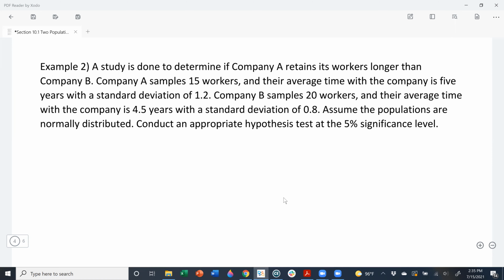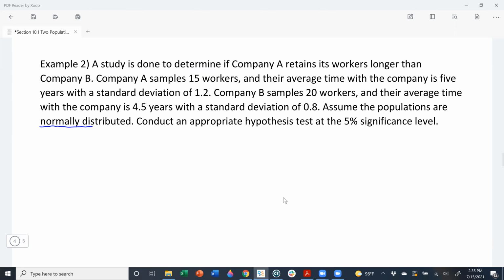I like that. So the central limit theorem condition is already satisfied, because as I was reading that, I noticed those sample sizes were less than 30. But we're good to go because the populations are normally distributed. Conduct an appropriate hypothesis test at the 5% significance level.